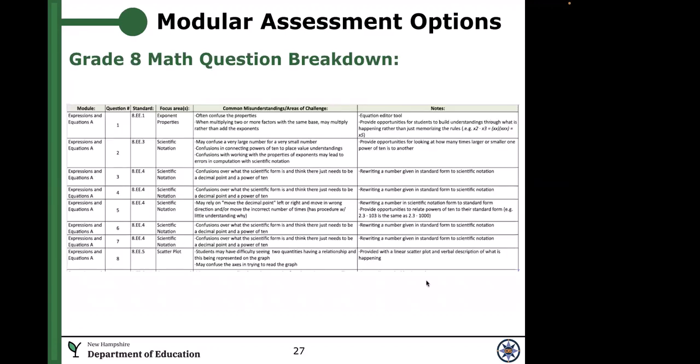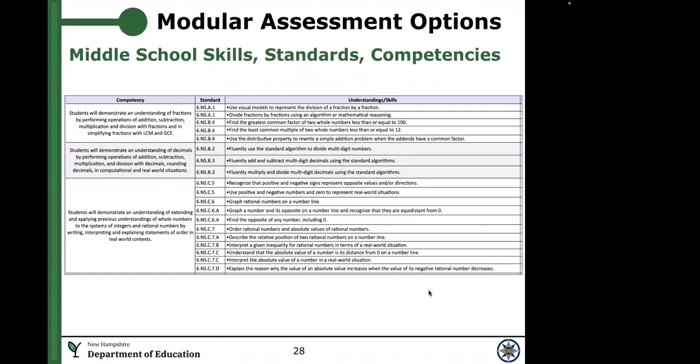And then this is that question breakdown as well. So each grade level has the same documentation. In addition, what we've put in your materials is the middle school skills, standards, and competencies. These were created, Annie worked on these as well for the New Hampshire Department of Education. And what she has done is she's created competencies and then she's matched them up with the standards.